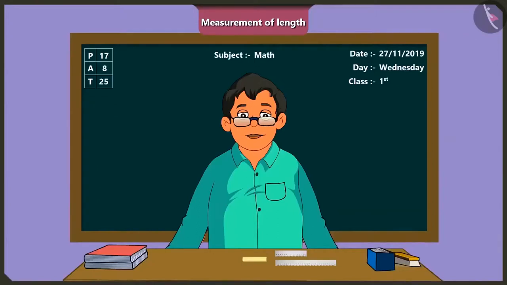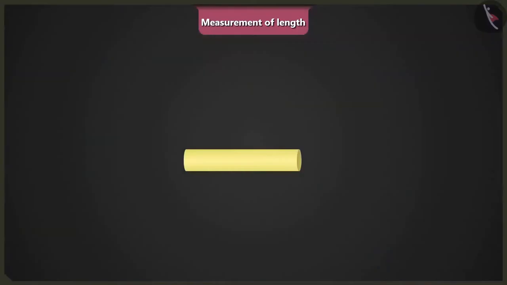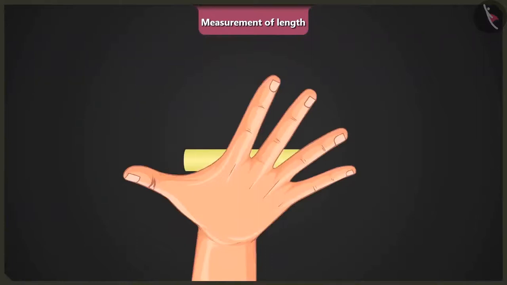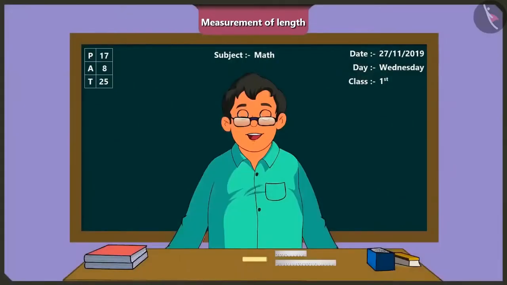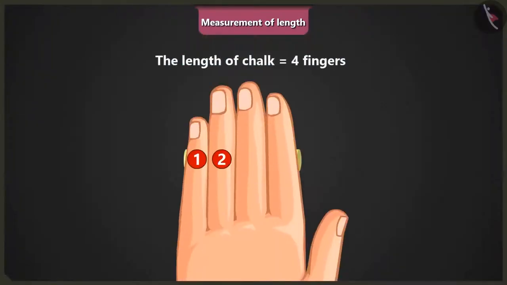Children, today I will teach you to measure the length of things by using the length of fingers as a unit of measurement. So first of all, I will measure the length of this chalk. This chalk is shorter than one hand span. So here we will take a unit smaller than a hand span to measure the chalk. Why not use our fingers to measure it? Then the length of this chalk will be 1, 2, 3 and 4 fingers.